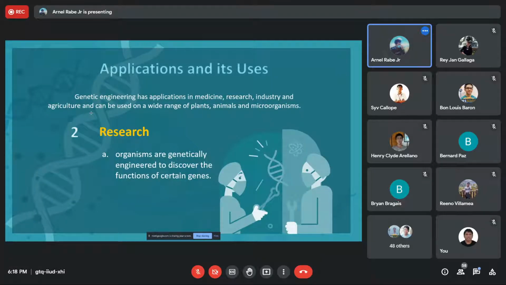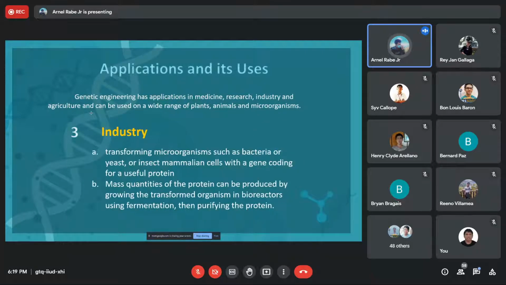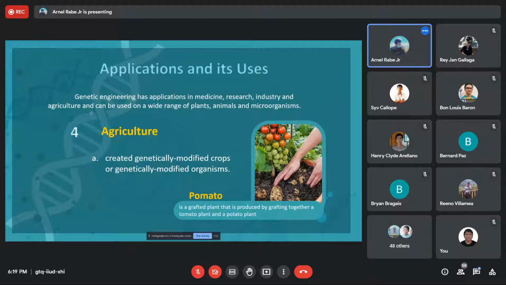Number two, research. Organisms are genetically engineered to discover functions of a certain gene. Number three, industry. Transforming microorganisms such as bacteria, yeast, or insect and mammalian cells with a gene coding for a useful protein. Mass quantities of the protein can be produced by growing the transformed organism in bioreactors using fermentation, then purifying the protein. And number four, agriculture. Created genetically modified crops or genetically modified organisms. A pomato is a grafted plant that is produced by grafting together a tomato plant and a potato plant.